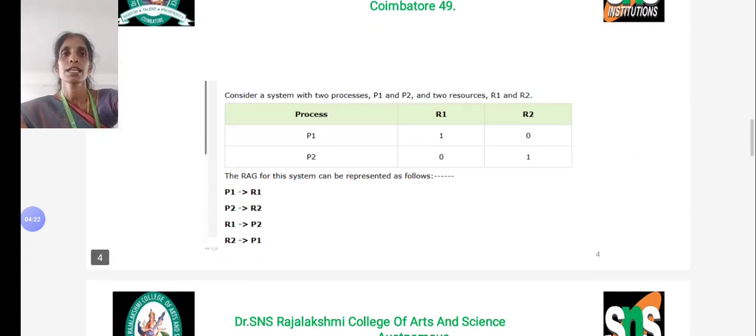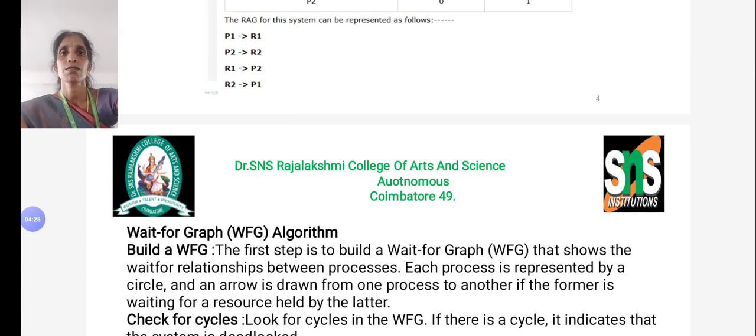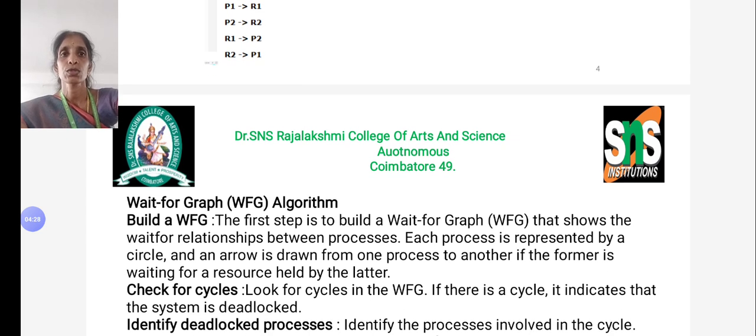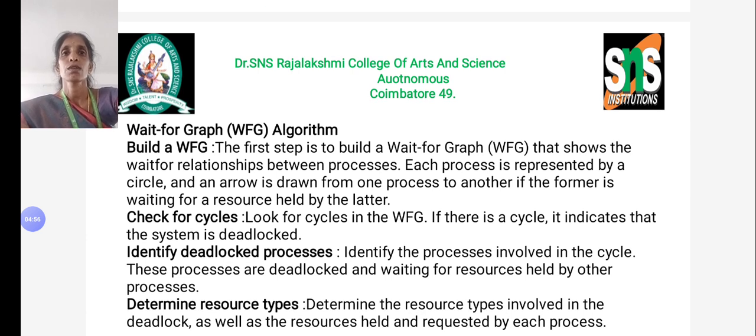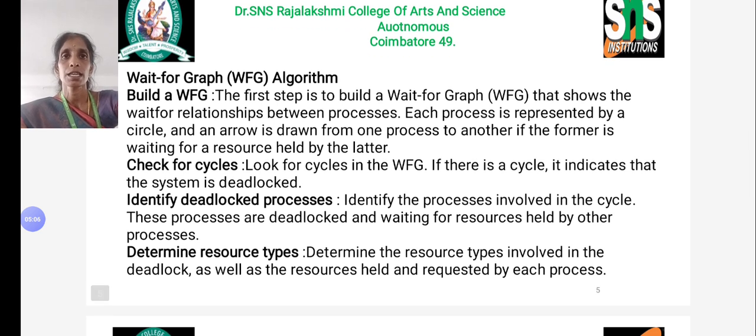If it is for multiple instance, that means we have a number of processes and a number of different types of resources. In this situation we can use a wait-for graph. This graph has three attributes. Check for cycle: before allocating a resource to a process we have to check whether the particular allocation method will lead to a deadlock. If it leads to a cycle, we could not use that resource allocation, and we can use another allocation method. Identifying the deadlock process means identifying which process and which resource allocation will cause the problem.